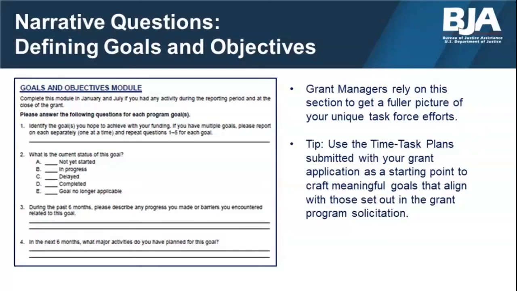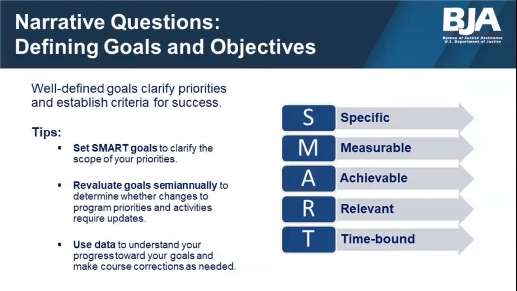So articulating good goals is key, and it is recommended that you use the time task plans submitted with your grant application as a starting point to craft meaningful goals that align with those set out in your grant program application and solicitation. Well-defined goals are specific, measurable, achievable, relevant, and time-bound. They help clarify priorities and establish criteria for success. However, they need not be set in stone and can be reevaluated, and they can help you collect data to make course corrections as needed.